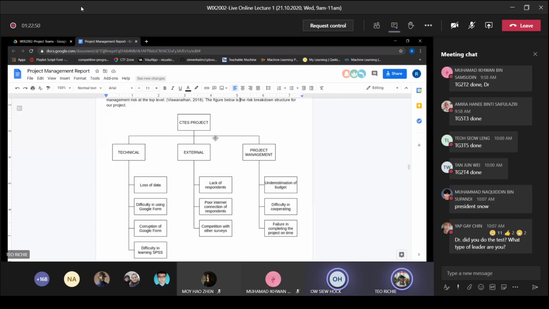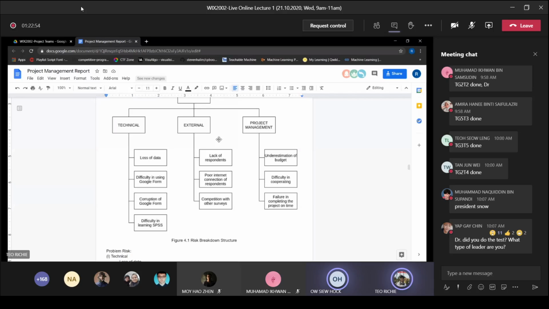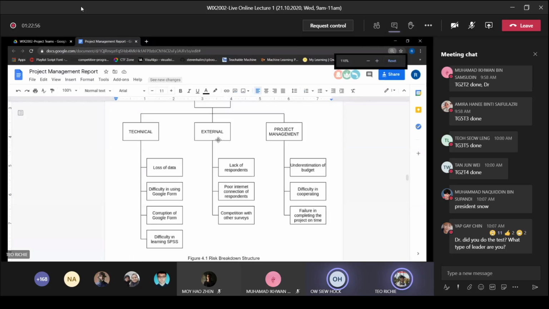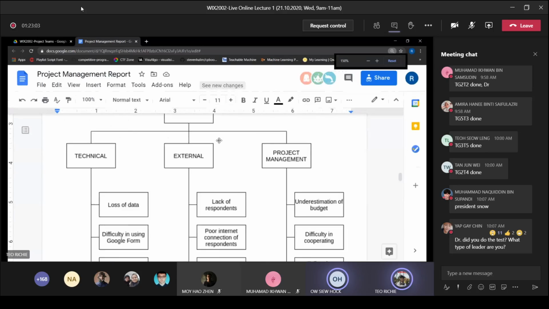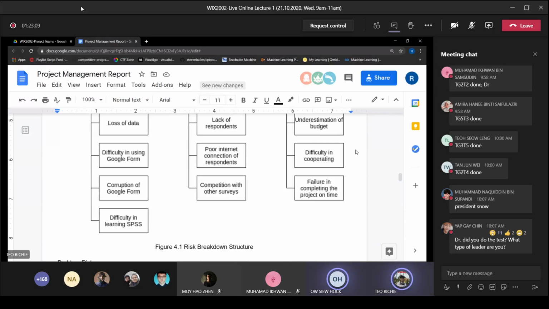Okay, technical, what is that? Loss of data. Okay. Next one. Can enlarge the diagram a bit? Is this better? Yes. Difficulty in using Google Form. Okay, this one is a technical issue. Instead of difficulty in using Google Form, you should change to not familiar with using Google Form. I don't think it's difficult. Maybe you're not familiar with the tool or the platform.